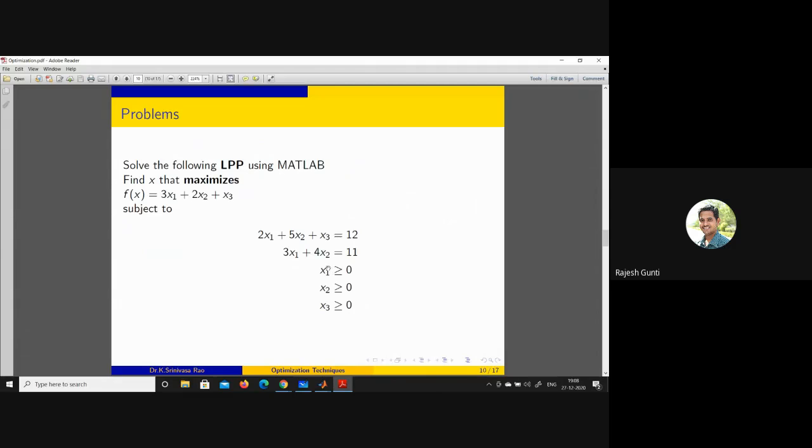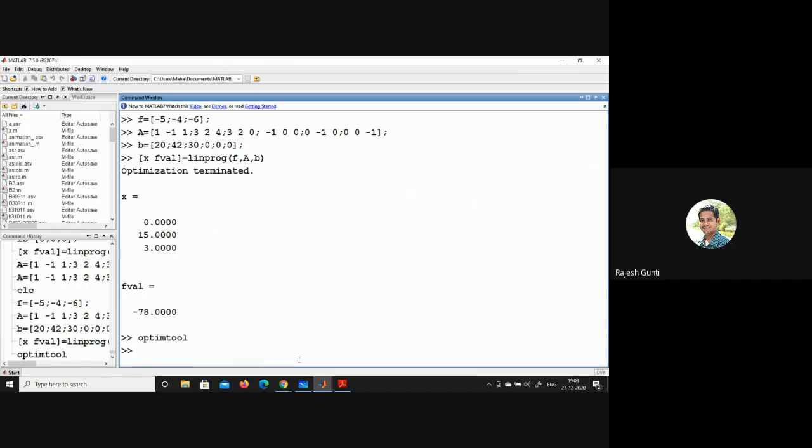This we can treat as equality constraints, or we can treat it with lower bounds, and equality constraints are there. How to write this one? 2, 5, 1, 3, 4, 0, x1, x2, x3, 12, 11. Okay. First we solve using this one.